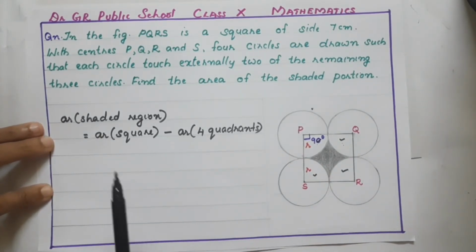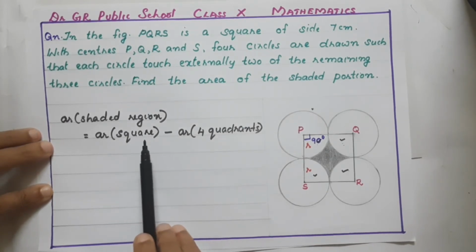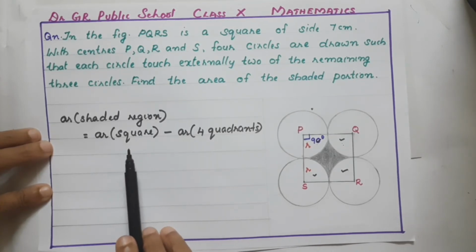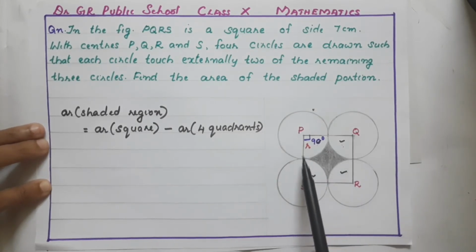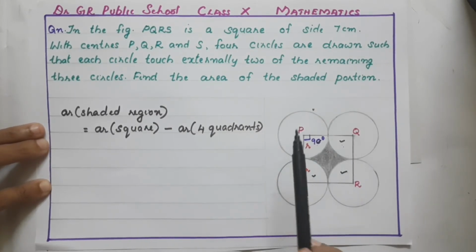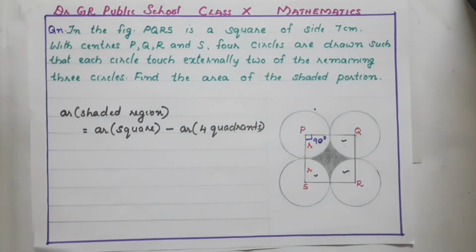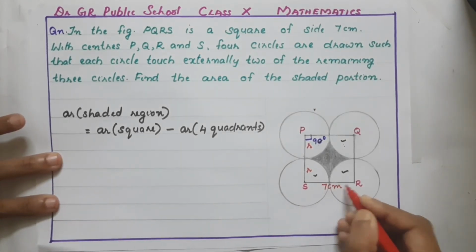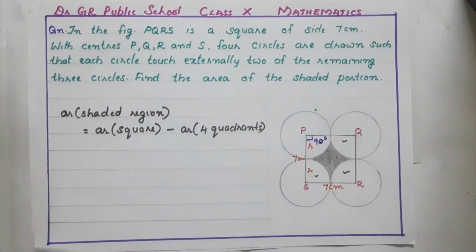Okay, children. So, area of square, what is the formula? Side into side. Isn't it? Do you know the side of the square? Yes, what is that? It is given as 7 centimeter. So, each side is 7 centimeter. Okay. So, we can find side into side, that is 7 into 7.